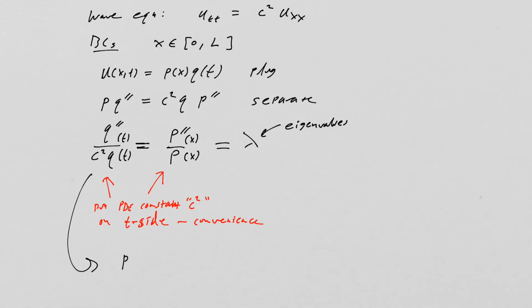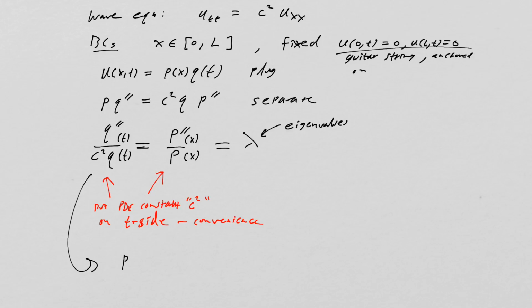Oh, sorry, we forgot to talk about boundary conditions. So the boundary conditions, of course, are going to be fixed. So we're going to have u of 0 comma t is equal to 0, and u of L comma t is equal to 0. All right, so this is like a guitar string that's anchored on each end.